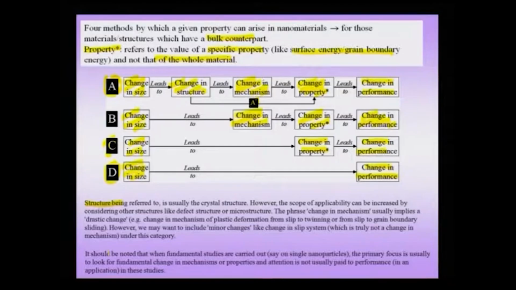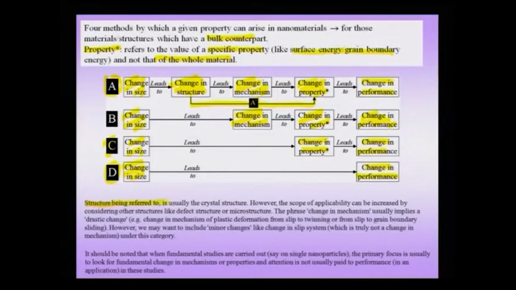But in some cases it is possible that a change in size leads to a change in structure, but still there is no change in mechanism, and that means I can directly jump from stage 2 in classification A to stage 4, which is a change in structure leading to a change in property, which leads to a change in performance without actually involving a change in mechanism. So, in this case we have used the word structure, we have used the word mechanism, and of course, we have already defined what we mean by a property.